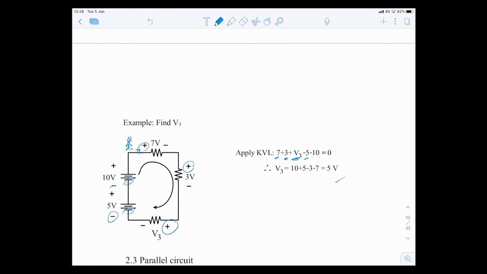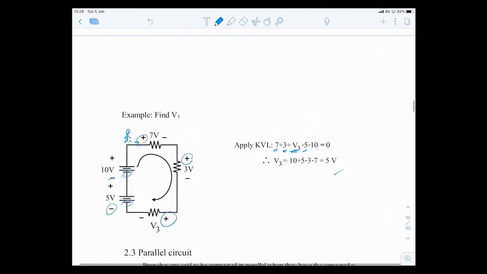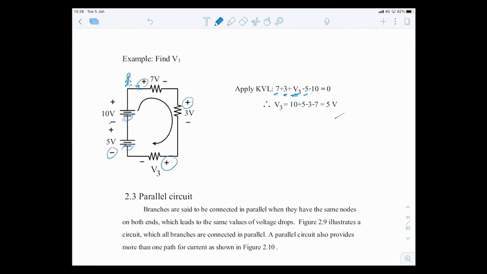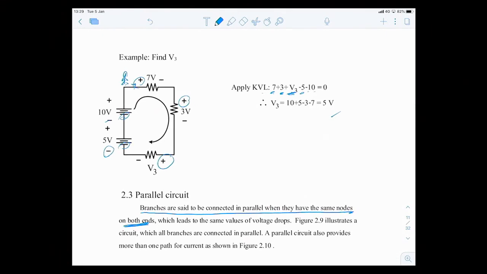Okay. The next topic I want to introduce to you is why do we call things parallel circuit? What is the definition of parallel? When things are connected in parallel, it means that they have the same node. Branches are said to be connected in parallel when they have the same nodes on both ends.